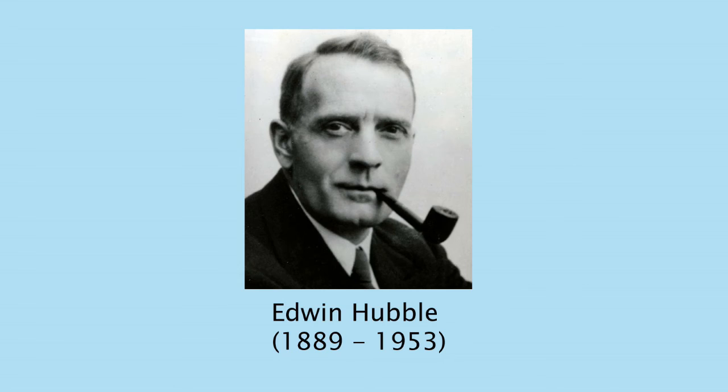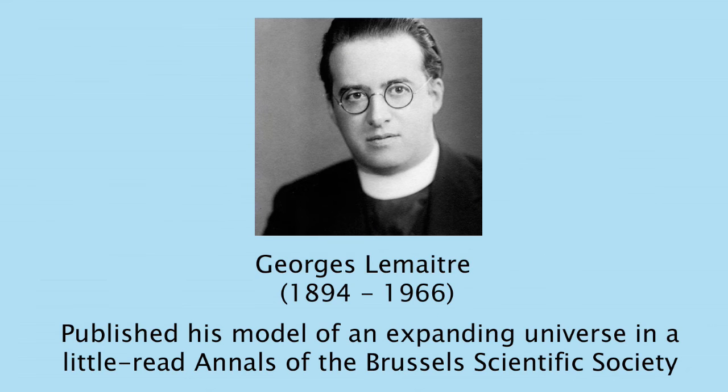Back in 1927, Georges Lemaitre, a Belgian astrophysicist and a Catholic priest, published his model of an expanding universe in a little read Annals of the Brussels Scientific Society. His paper was easily overlooked. When Lemaitre saw a report of the Royal Astronomical Society meeting held in 1930, he wrote to Arthur Eddington, who was his former teacher, reminding him of his 1927 paper. Eddington recognized the value of Lemaitre's paper and shared it with Dicke.